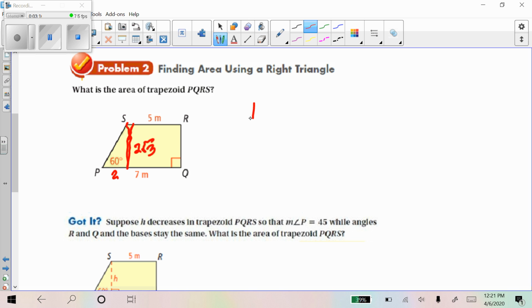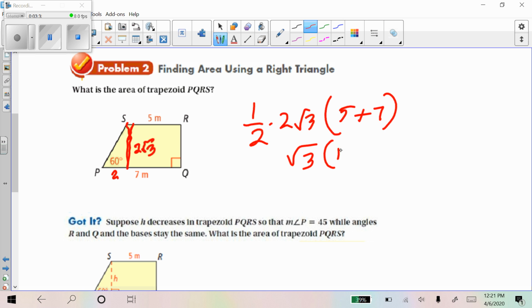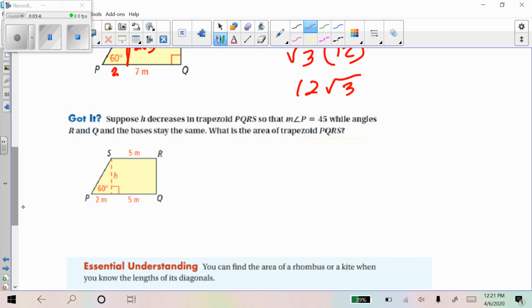So now I'm going to do my little formula, 1/2 the height, and times the sum of the bases. And that equals, well, 1/2 times 2 is just 1 times the square root of 3. And then 5 plus 7 is 12. So leaving it in simplest radical form, and our answer exact, we get 12 times the square root of 3. Why don't you go ahead and try that on this one, pause it, and then you can check back and see if you got the answer right.